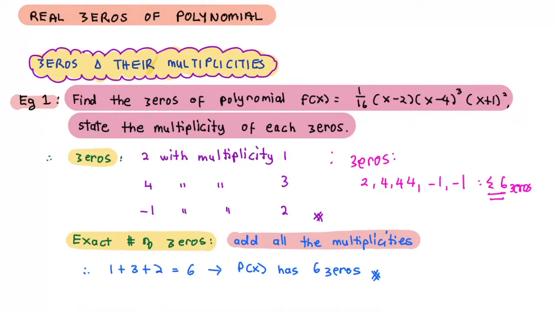So altogether, you have 6 zeros: 2, 4, 4, 4, minus 1, minus 1. This is the exact number of zeros from the first term if you expand it. So you have x to the power of 1, this one x to the power of 3, and this one x to the power of 2. So when you add up all of the powers, the total is 6. So this polynomial has 6 zeros.